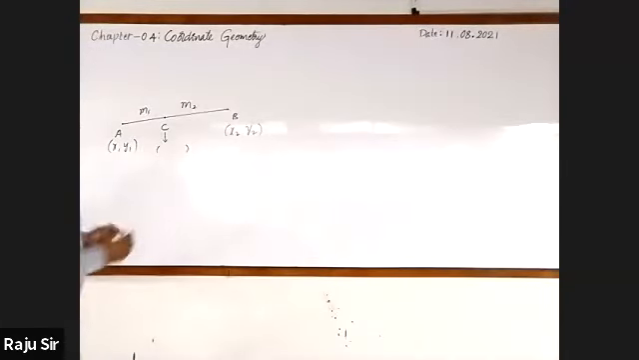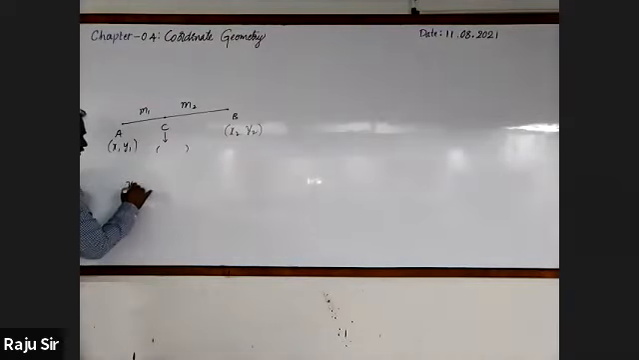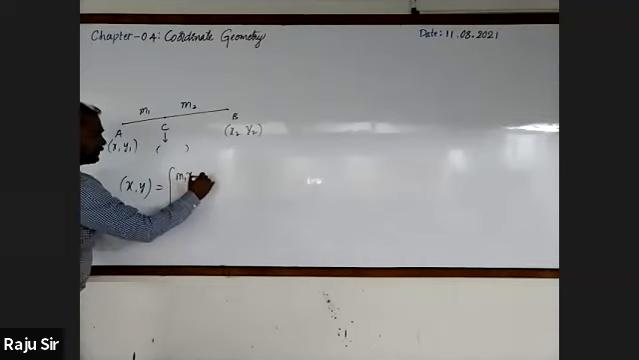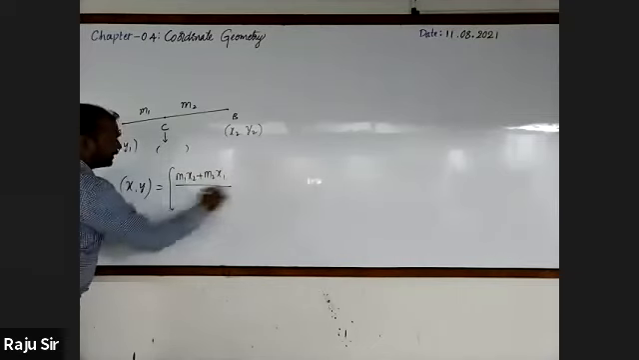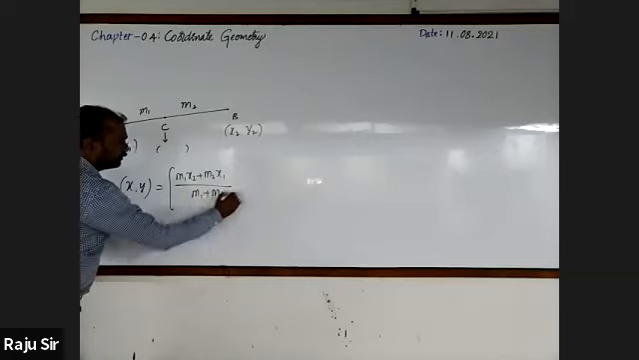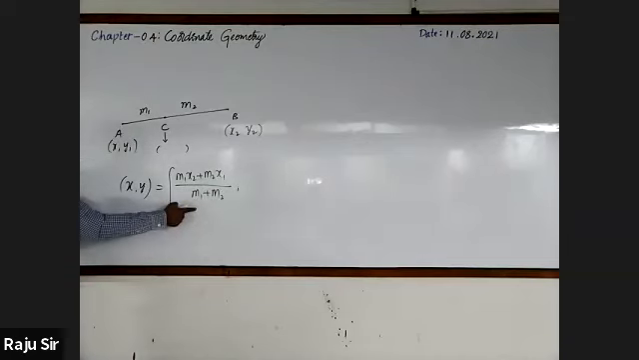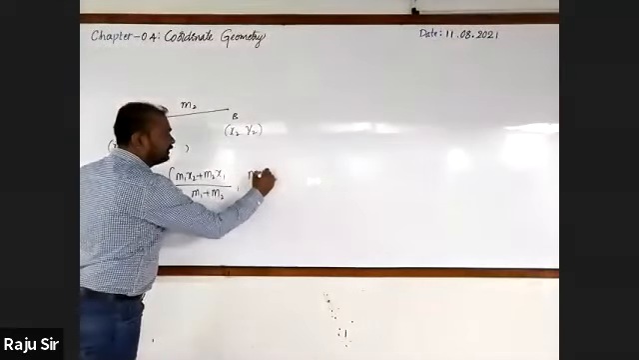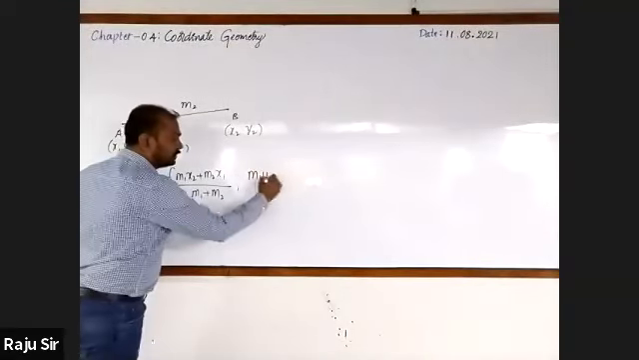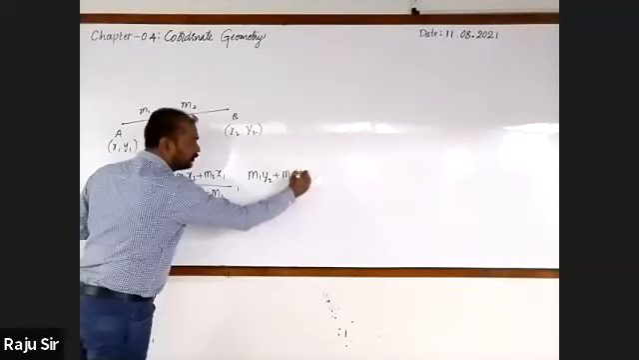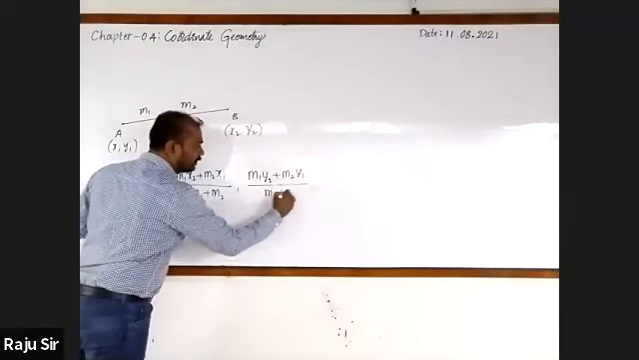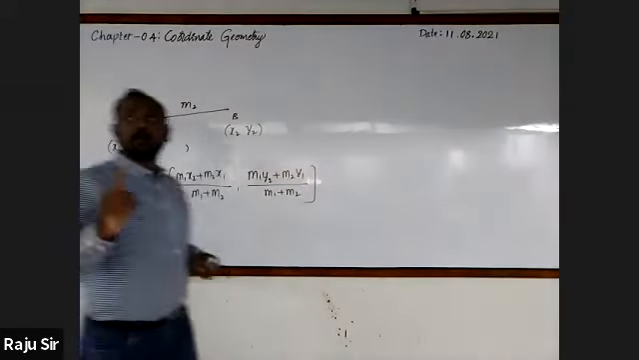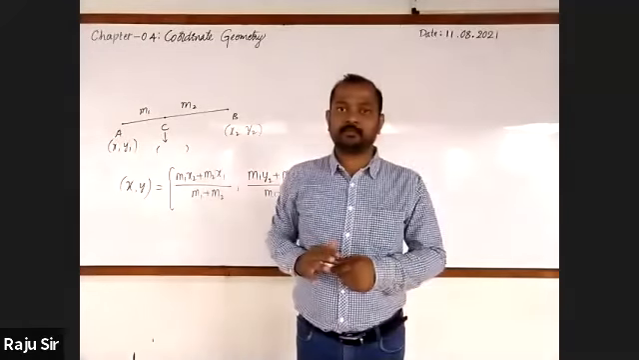And the formula is here: x comma y is equal to m1 x2 plus m2 x1 by m1 plus m2. This is x coordinate. And we want y coordinate as well. We will write it as m1 y2 plus m2 y1 by m1 plus m2. This is the section formula for internal division.